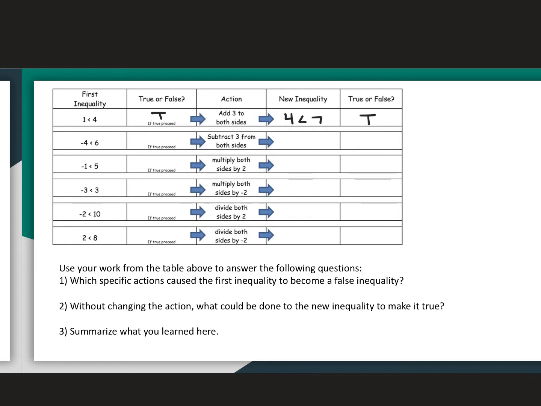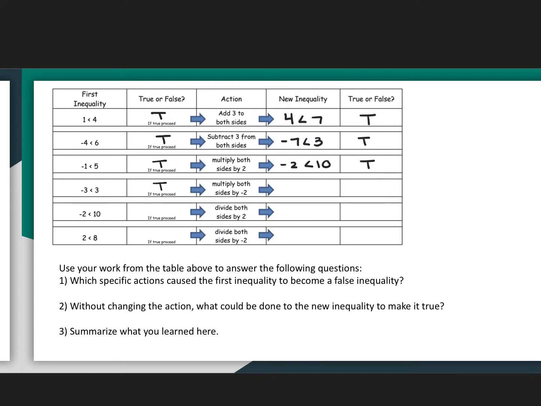All right. Now we have negative 4 is less than 6, which is also a true statement. We're going to subtract 3 from both sides. So we get negative 7 is less than 3, which is also a true statement. All right, so we have negative 1 is less than 5, which is also a true statement. Then we're going to multiply both sides by 2, so I get negative 2 is less than 10, which is also true. I have negative 3 is less than 3, which is a true statement.